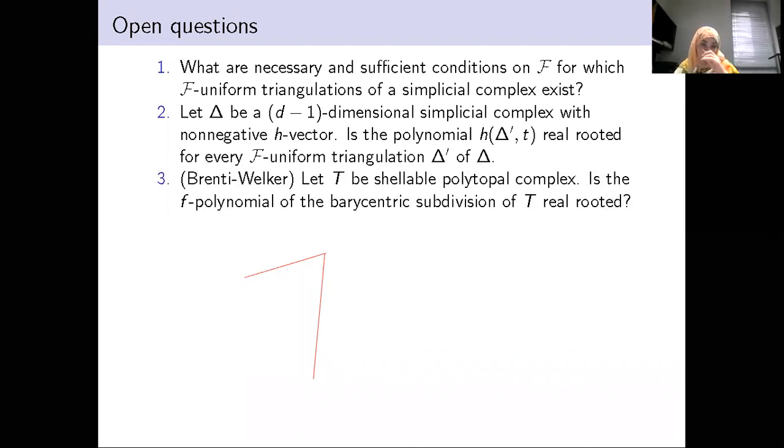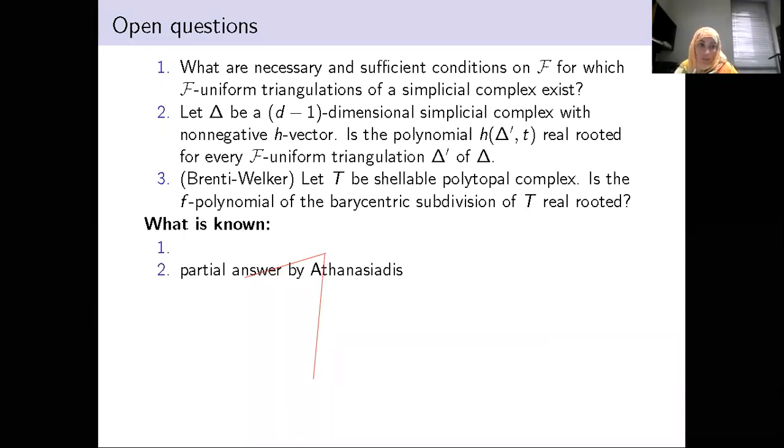And at the end I will answer or comment on this question. Brenti and Welker asked the question: if you have a shellable polytopal complex, then is the f polynomial or the h polynomial of the barycentric subdivision of it real rooted or not?